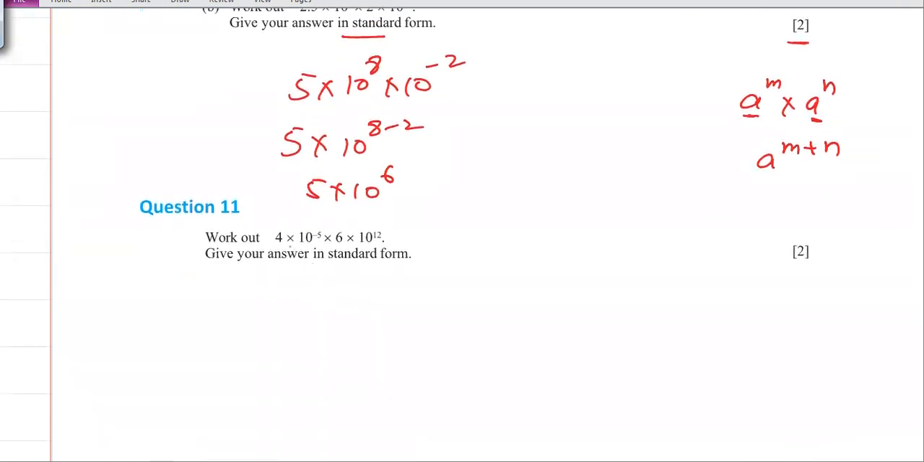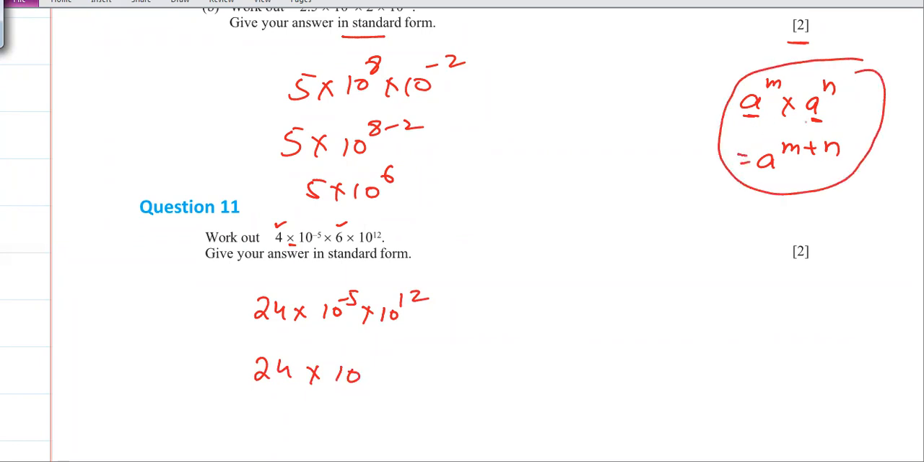Now next is workout. Again, look at the symbols carefully. All multiplication, so then no need to go for common. Common you will take in case you have an addition symbol or subtraction symbol between. So right now you will multiply 4 with 6 will become 24 into 10 to the power minus 5 into 10 to the power 12. It will become 24 into 10 to the power, using a similar rule: same bases and multiplying, so powers will add. Write the base one time, minus 5 plus 12. So it's 24 into 10 to the power 7.